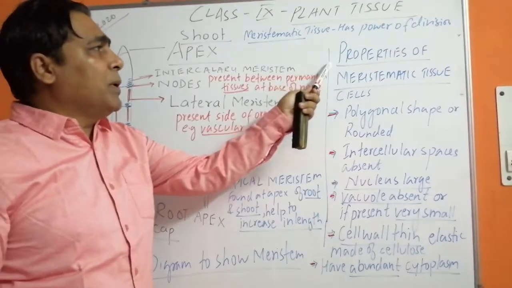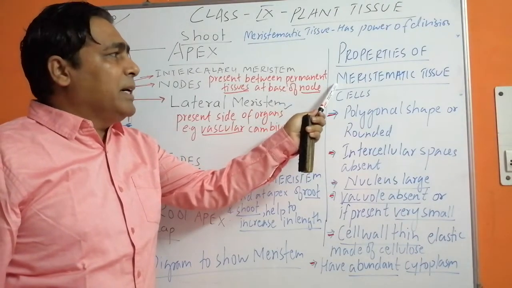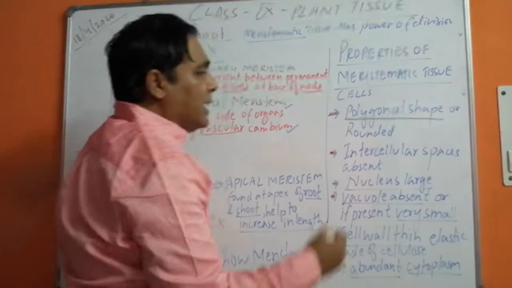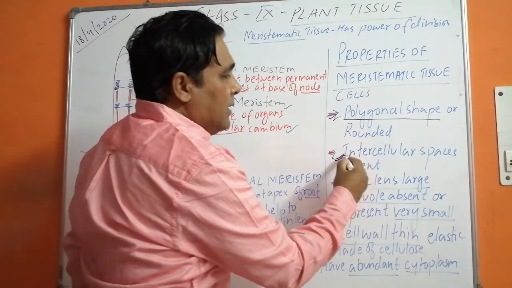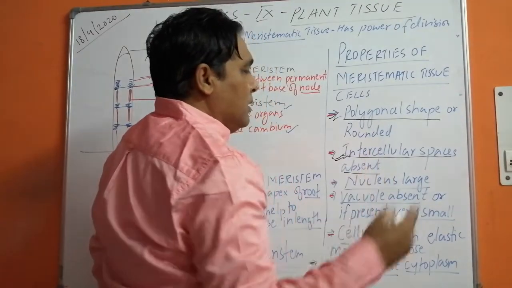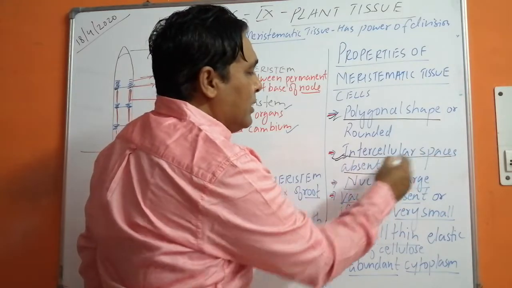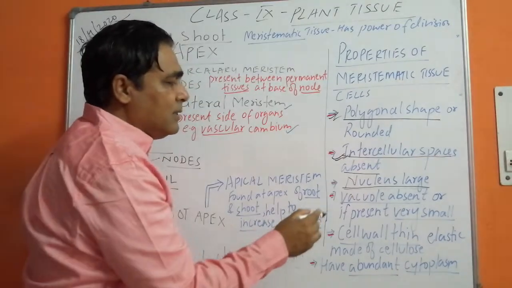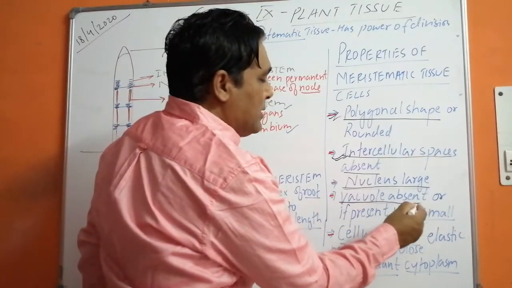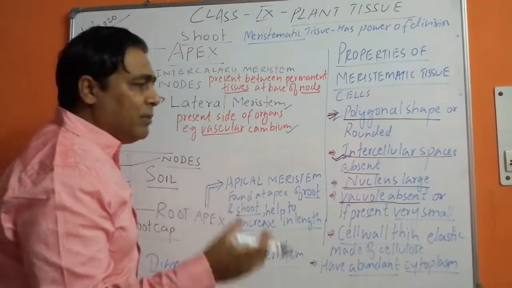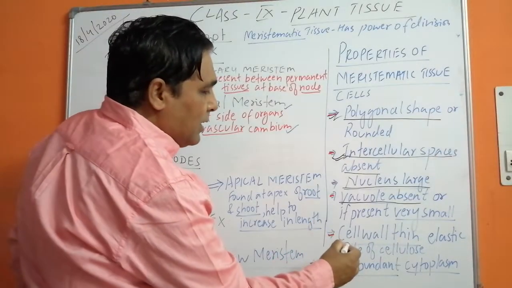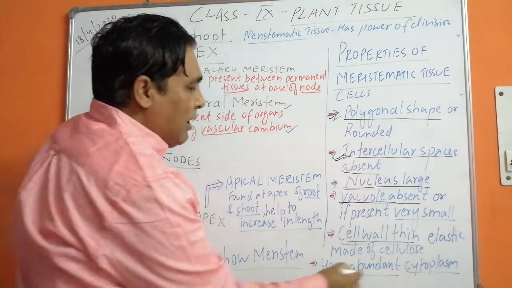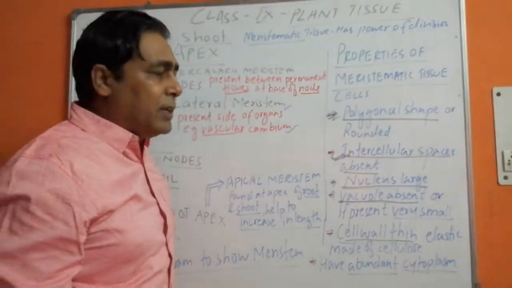Now comes, what are the properties of meristematic tissue? The meristematic tissue cells are polygonal in shape. They lack intercellular spaces. Now they have a large nucleus. They lack vacuoles, or if vacuoles are present, they will be smaller. Then comes the cell wall. The cell wall is thinner so that they can divide easily. They have abundant cytoplasm, a large amount of cytoplasm in them.